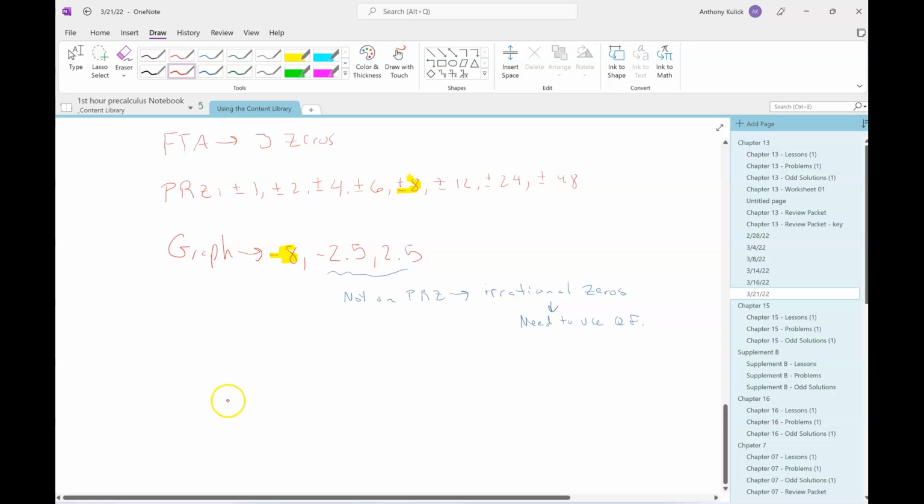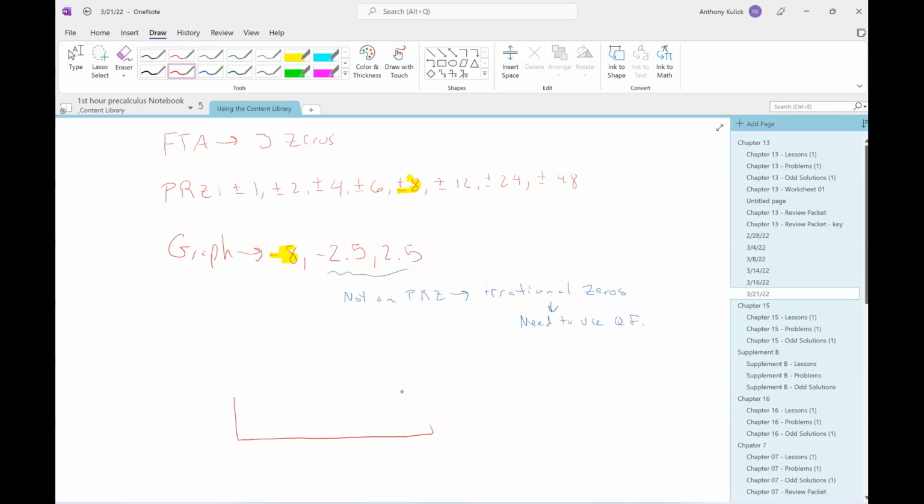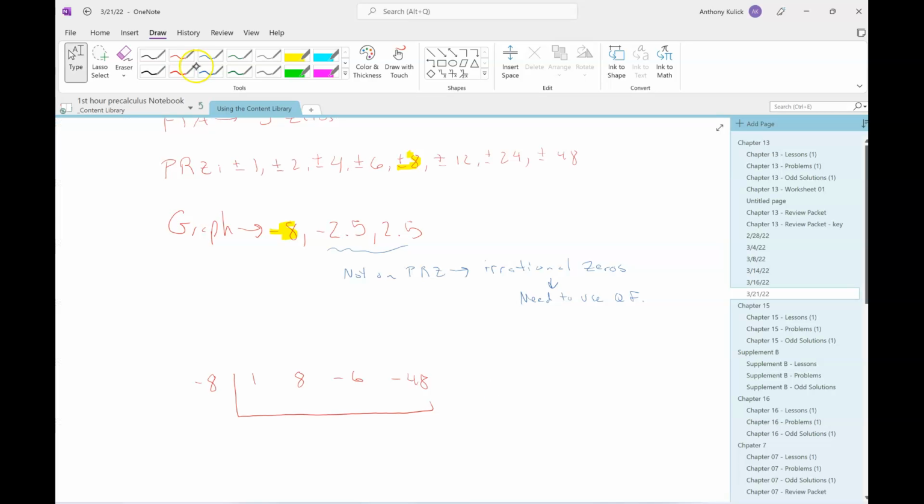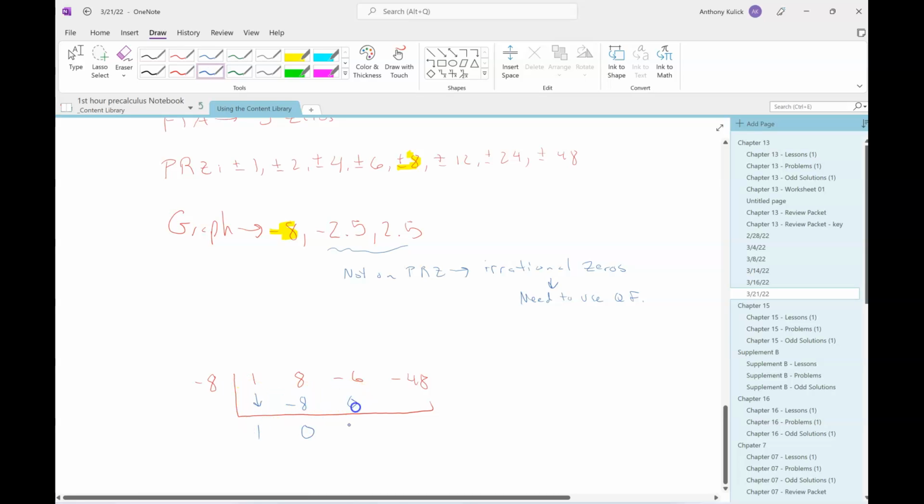So what are we going to start our synthetic division with? -8, right? It's the only one that was on our possible rational zeros list. Those are the only numbers that we can use that could possibly work when we do our synthetic division. So I'll just rip through this. Big surprise that -8 worked.